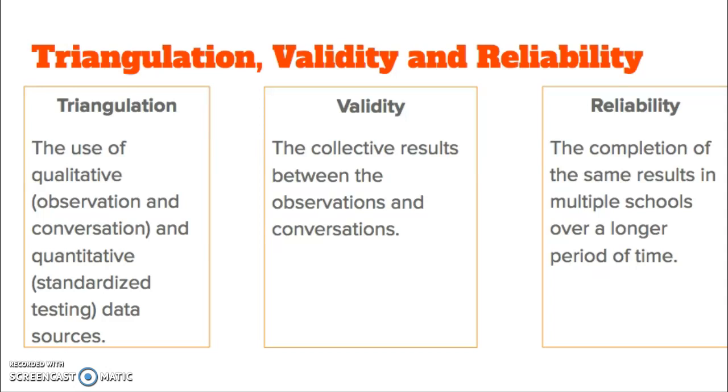The collective results between the observations and conversations will ensure the validity of the final results. If the information between the observations and conversations align, then the believability of the study will be increased. The use of diagnostic and summative standardized testing will provide concrete demonstrations of the differences in academic success depending on the style of instruction and classroom strategies used.